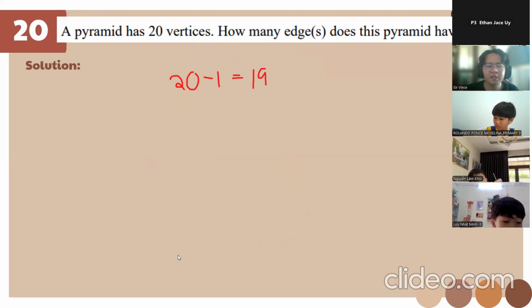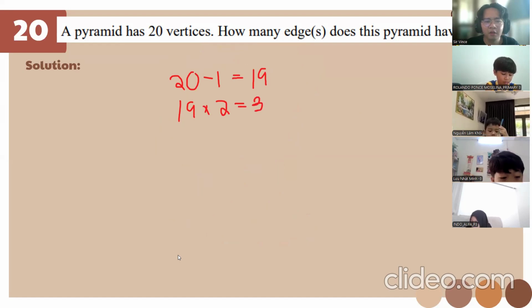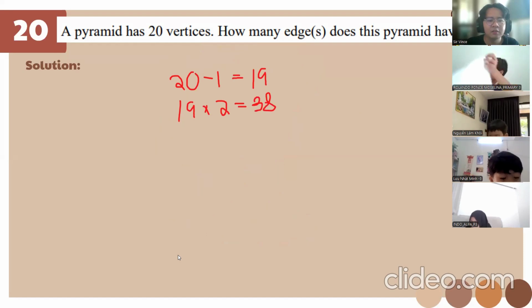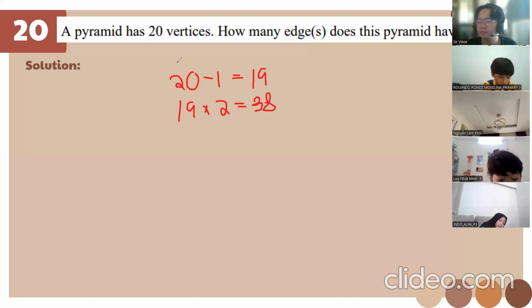Then this is the sides, I think, rather. I forgot what this is called, but this should be the formula here. Okay? Remember this formula? Vertices minus 1, then we'll multiply it by 2, so we'll get the edges. Okay? Take a picture of that one.